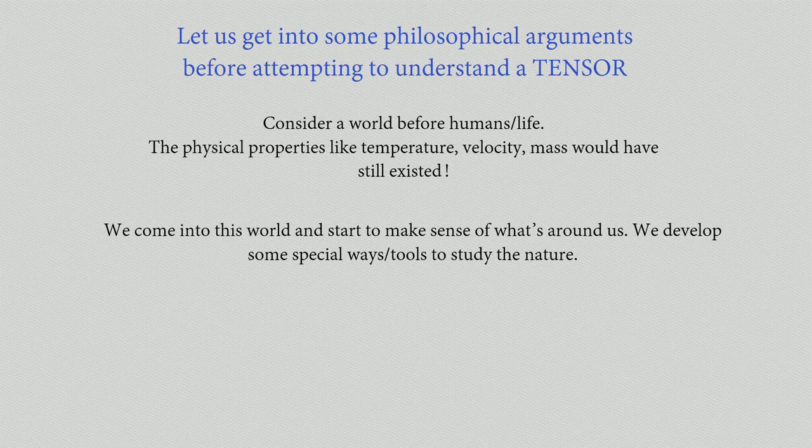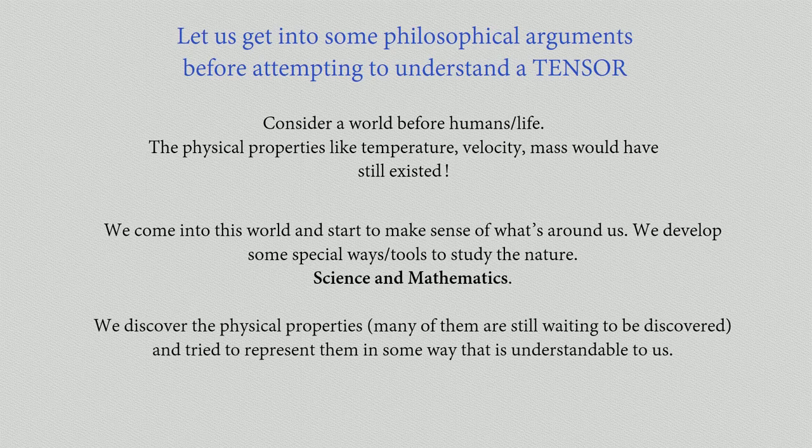And suddenly, after some time, we arrive into this world and we start to make sense of what's happening around us. Why do things behave the way they do? And we develop some special ways, methods and tools to study nature, all the things around us. We call these methods and tools science and mathematics. And we discover those physical properties. Those existed for a long time before our arrival. We discover a few of them. Many of them maybe are still waiting to be discovered. And we try to represent these physical properties in a more understandable way using the tools that we have developed, science and mathematics.